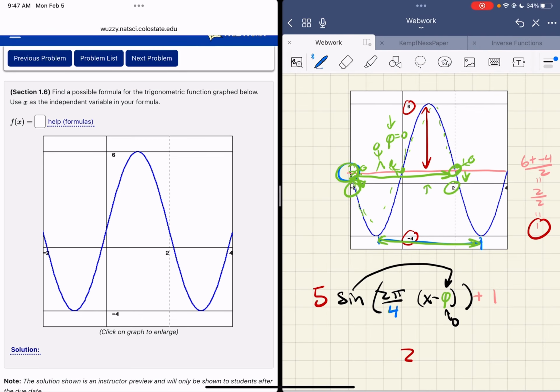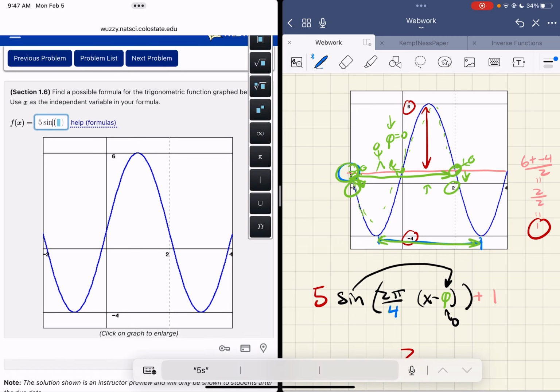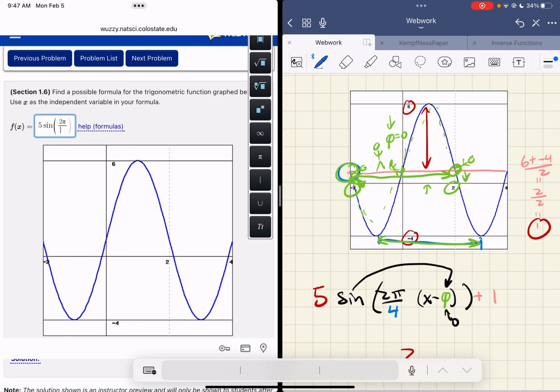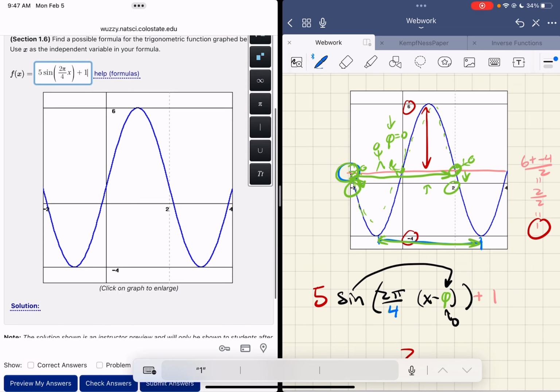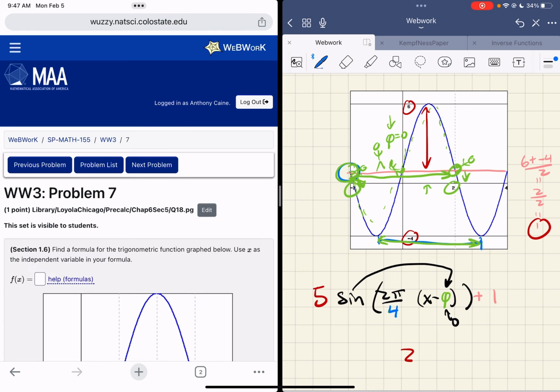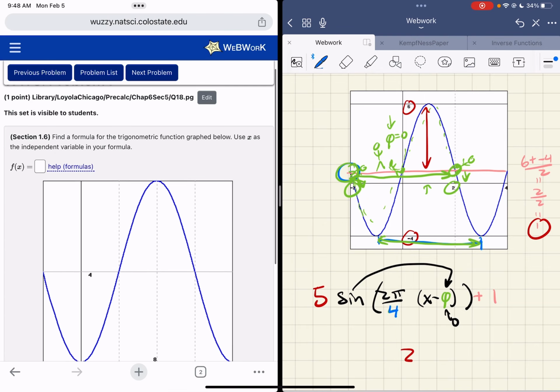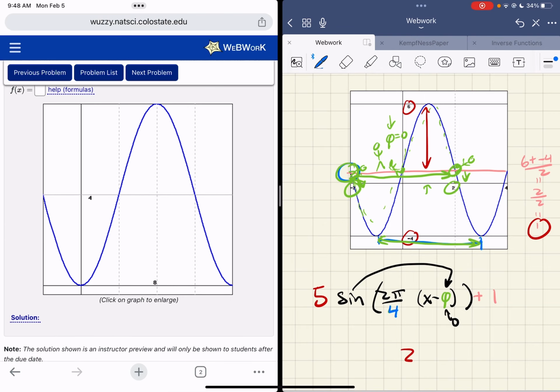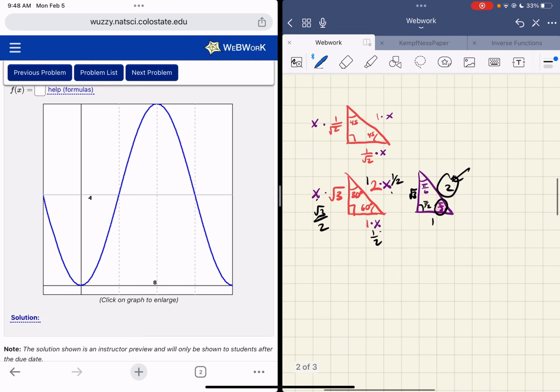So here's a potential formula. Let's go ahead and enter it. I have 5 sine of 2 pi divided by 4. You could write x minus 0, but x minus 0 is the same as x, so I'm just going to write x and then plus 1. And submit. Great, there it is. So that's one of the forms that we need to know. Let's see if they ever force us to use cosine. They don't force us, but this is an example of where cosine makes it easier to see the phase.